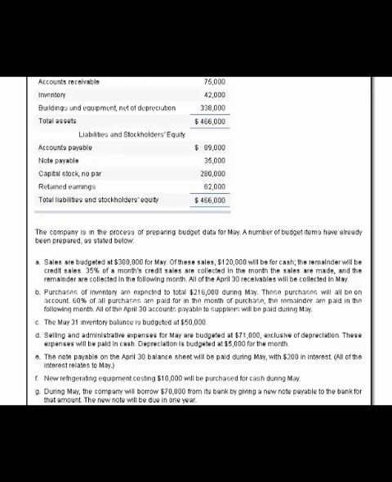Those expenses will be paid in cash, and depreciation is budgeted for $5,000 a month. The note payable on April 30th will be paid during May with $200 interest. All of the interest relates to May. New refrigerating equipment, this is note F, costing $10,000 will be purchased for cash during May. And G says during May, the company will borrow $70,000 from its bank by giving a note payable to the bank for that amount. The new note will be available in 1 year.